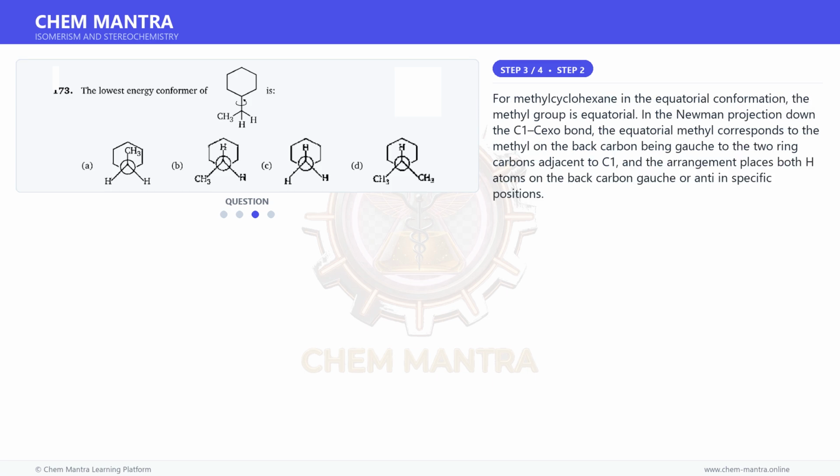Moving on to the next step. For methylcyclohexane in the equatorial conformation, the methyl group is equatorial. In the Newman projection down the C1, CH3 bond, the equatorial methyl corresponds to the methyl on the back carbon being gauche to the two ring carbons adjacent to C1, and the arrangement places both H atoms on the back carbon gauche or anti in specific positions.